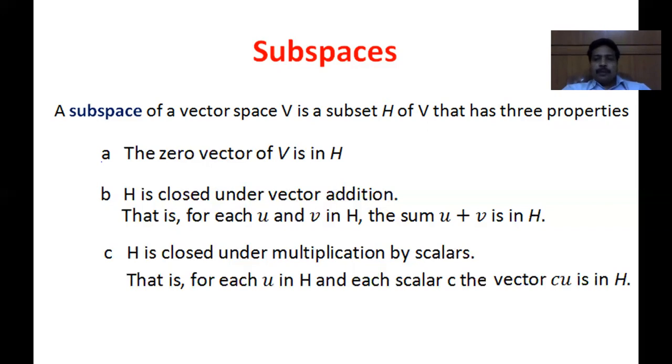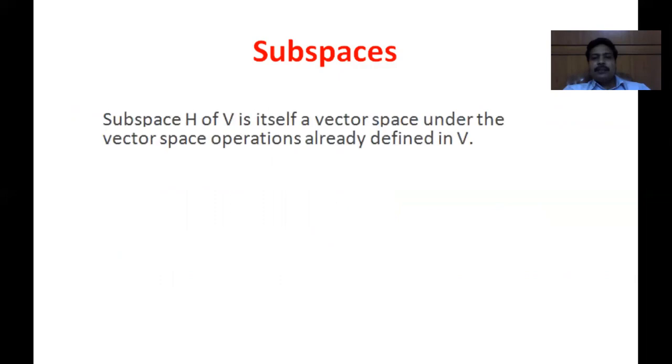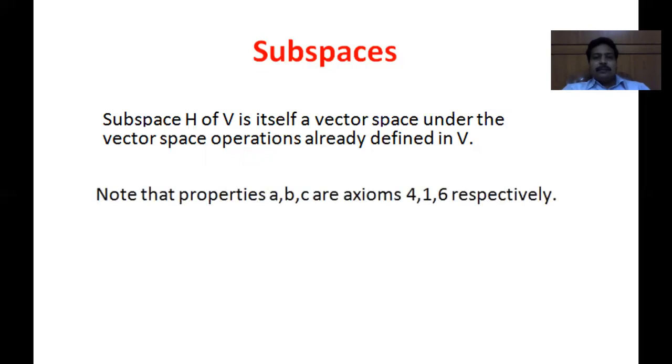Every subspace is itself a vector space under the operations defined on V. Since H is a subset of V, the operations in V are carried over to H, so H also satisfies all the 10 conditions if those three conditions are satisfied.